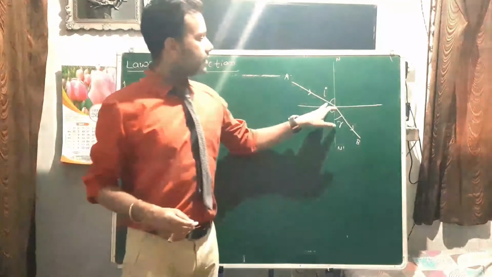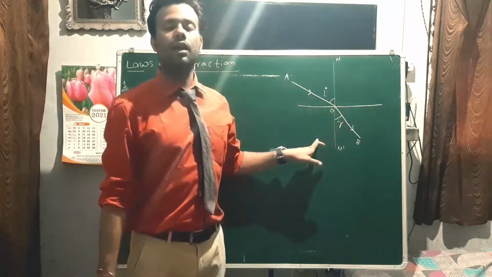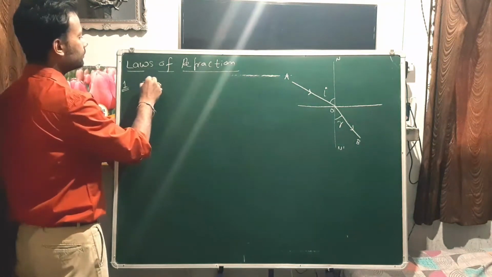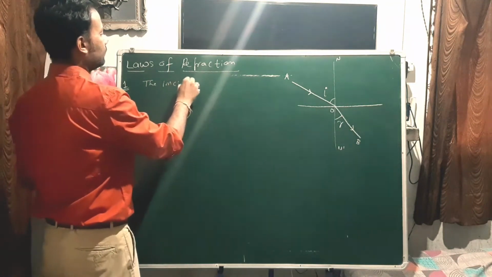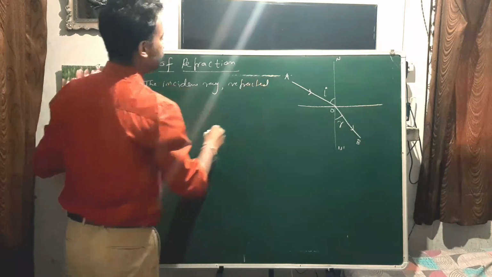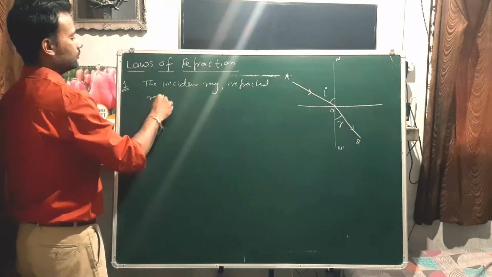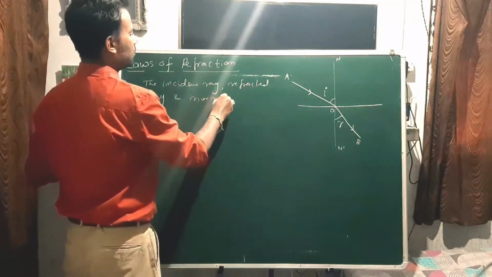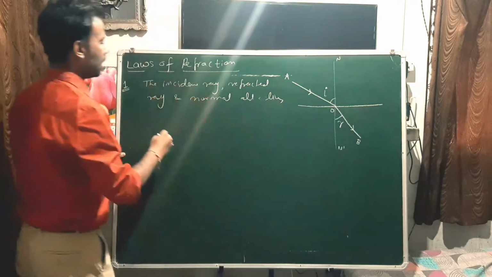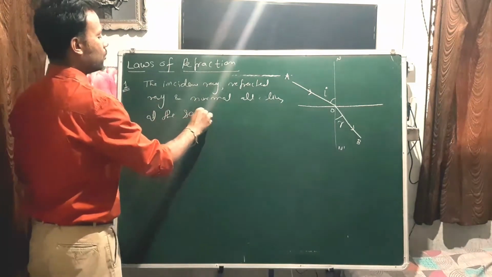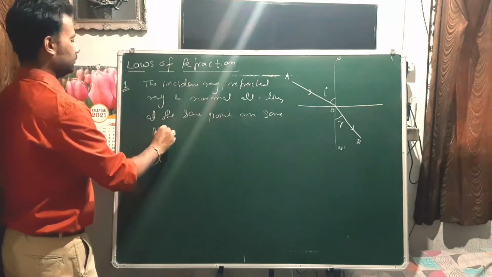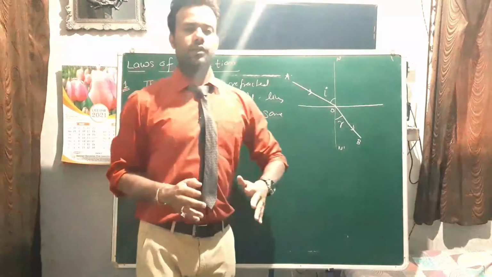the point of incidence, refraction, and the normal all lie in the same plane, or we can write it as: the incident ray, refracted ray and normal all lie at the same point on the same plane, right? This is your first law of refraction.